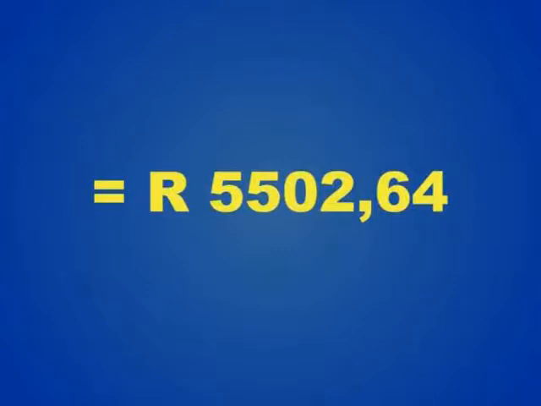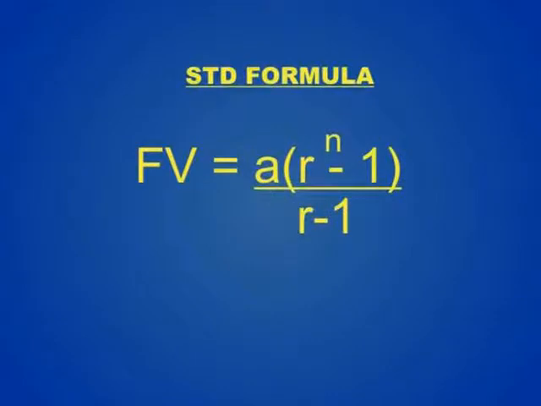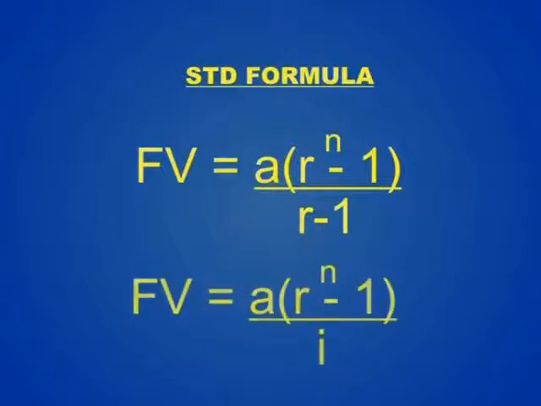That brings us on to our standard formula. Future value is equal to A, open bracket, r to the n minus 1, close bracket, over r minus 1. Now, think about this for a minute. What if I change that standard formula slightly to this? Future value is equal to A, open bracket, r to the n minus 1, close bracket, over our interest. Why? I want you to think about that for a bit.